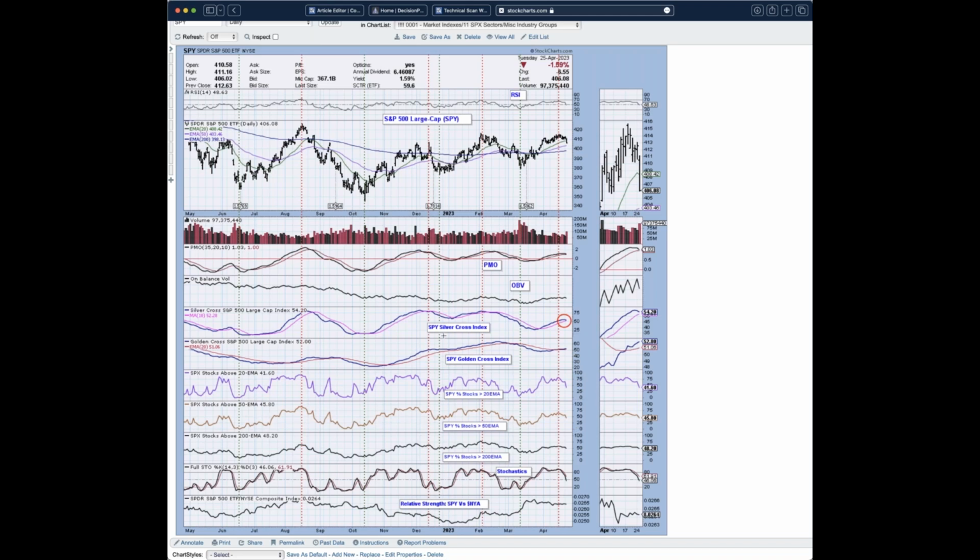Another rule of thumb, something to keep in mind, is when you see the word index after whatever it is, that means it's a collection. Remember, we were talking about collections, market breadth, and analysis. This is a collection of all the Silver Crosses in the S&P. So it's an index. Just a little side knowledge there.